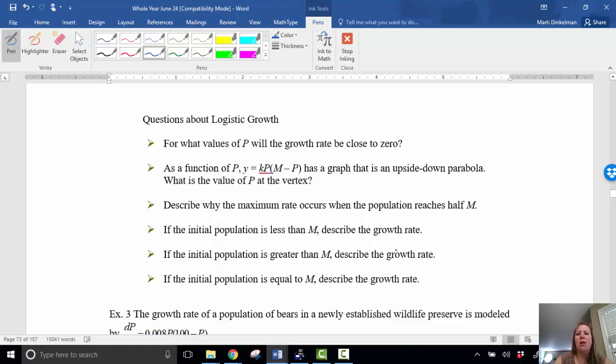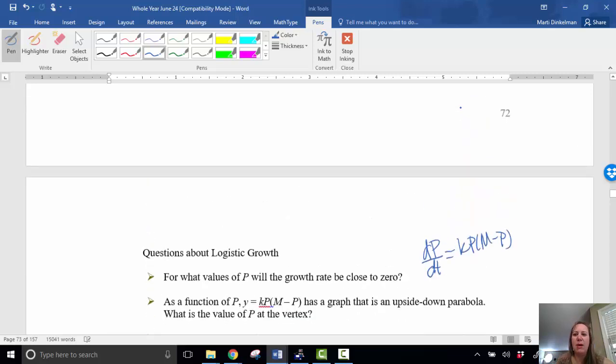Okay, so thinking about our growth rate here, dP/dt equals kP times (M minus P). I just have some logistic questions to mention for you. So what values of P will the growth rate be closest to 0? Well, if the P, the population of whatever we're looking at, starts at 0, certainly our growth rate is going to be 0. But also when we're getting close to our carrying capacity, so if M and P are equal here, we're going to get a 0.